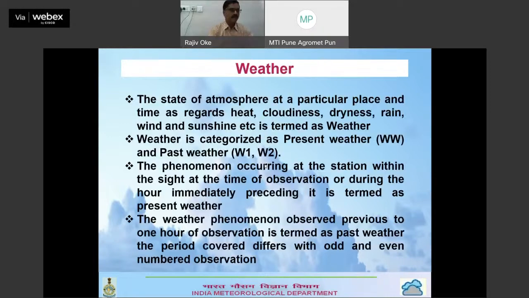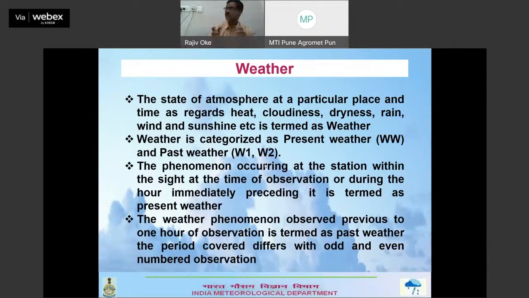The last phenomenon is the weather. The state of the atmosphere at a particular place and time, as regards heat, cloudiness, dryness, wind, sunshine, etc., is termed as weather. So weather is always changing. It is not always constant.